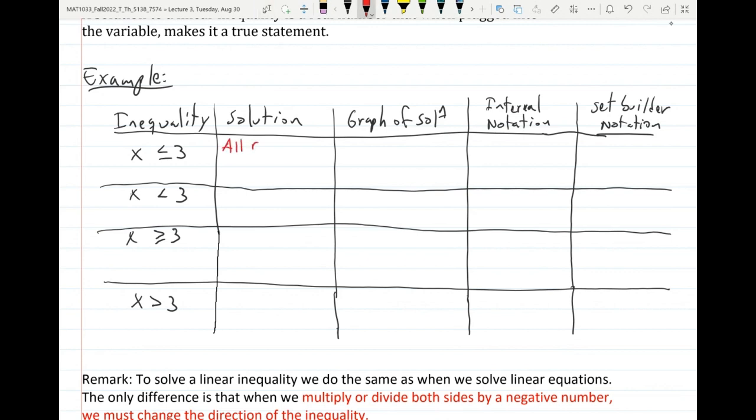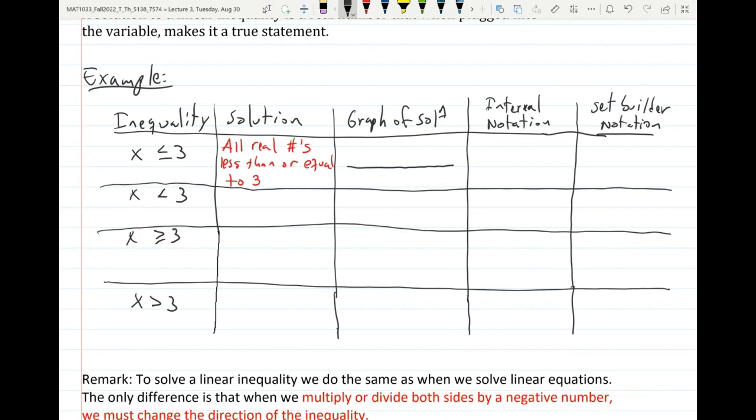All real numbers. So all real numbers that are less than or equal to the number 3, right? Anything that's less than or equal to 3 will be a solution. Now, how do we show this? Well, the graphical solution is the following.